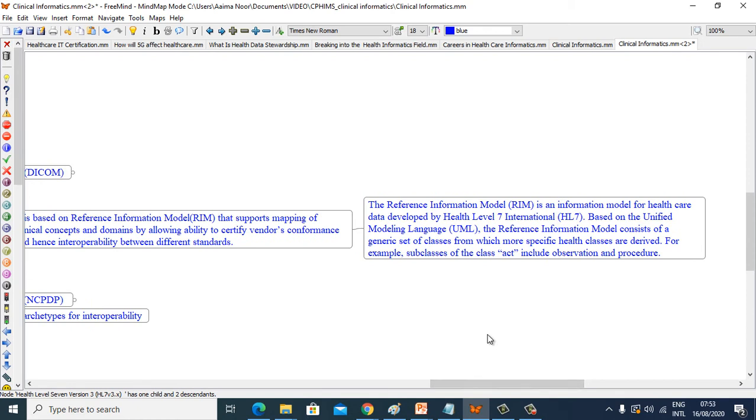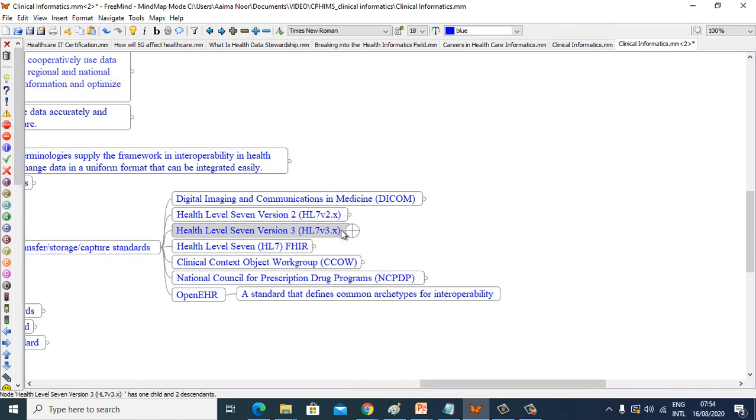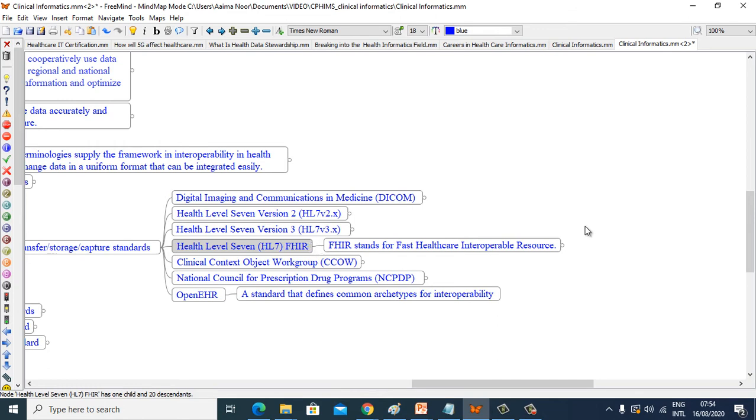The Reference Information Model, RIM, is an information model for healthcare data developed by HL7 International based on Unified Modeling Language, UML. The Reference Information Model consists of a generic set of classes from which more specific health classes are derived. For example, subclasses of the class act include observation and procedures. Health Level 7 FHIR: FHIR stands for Fast Healthcare Interoperability Resources.